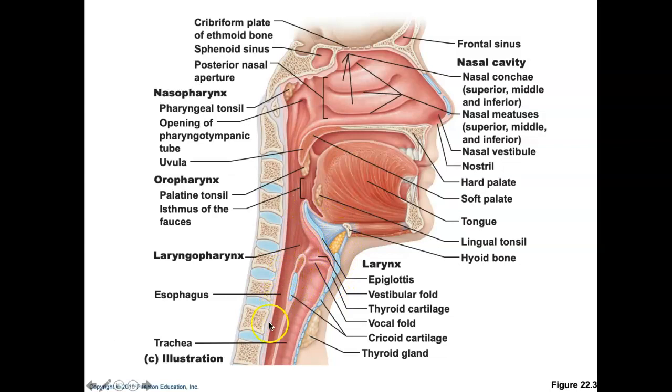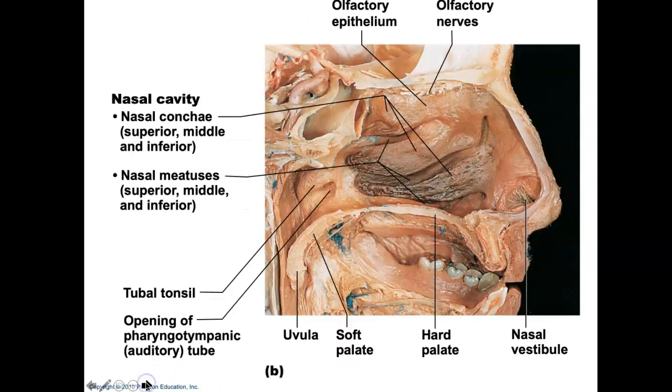And here's a better view of the esophagus. You can see the esophagus on the posterior and the trachea on the anterior. Here's a cadaver image if you want to take a look. Obviously not as pretty as our nice model picture, but I still think it's good to look at.